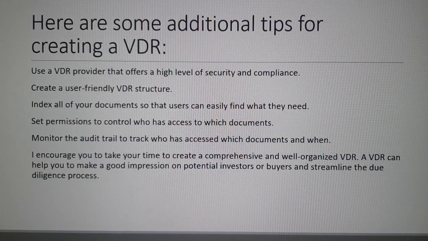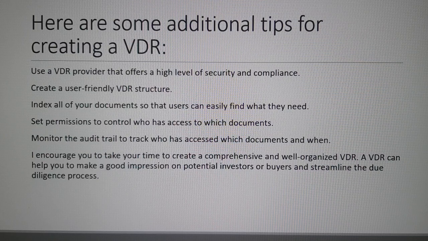I encourage you to take your time to create a comprehensive and well-organized VDR. A VDR can help you to make a good impression on potential investors or buyers and streamline the due diligence process.